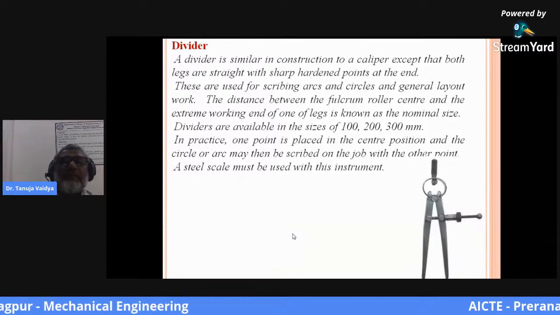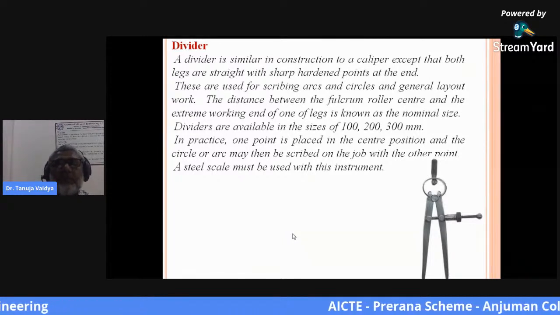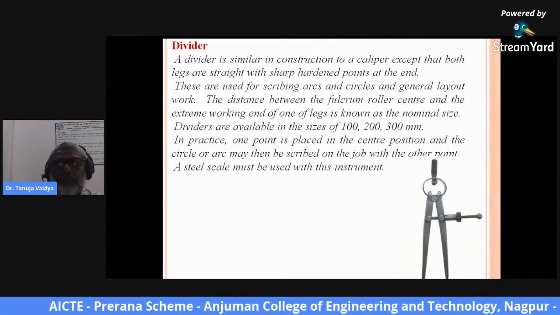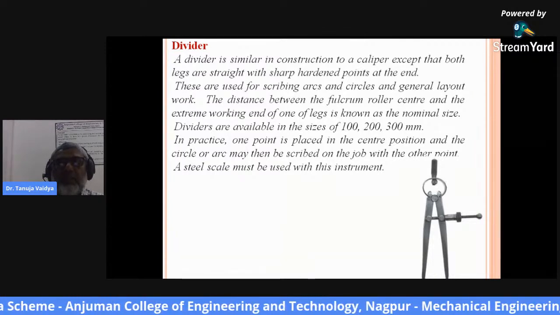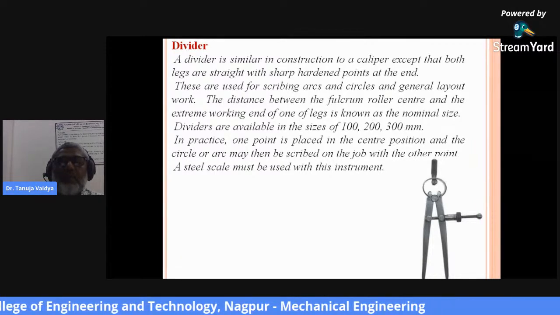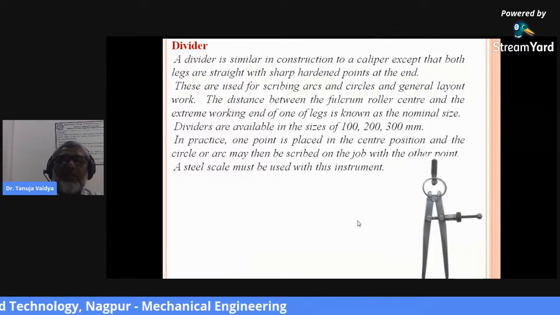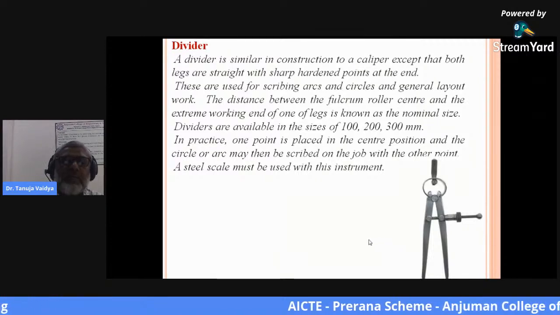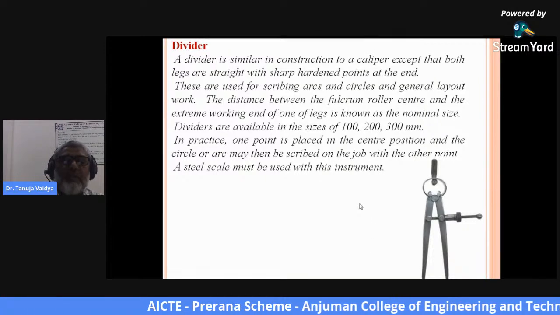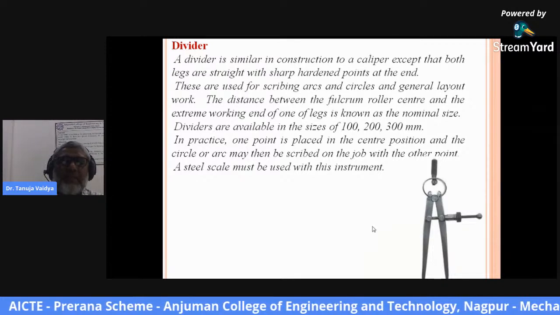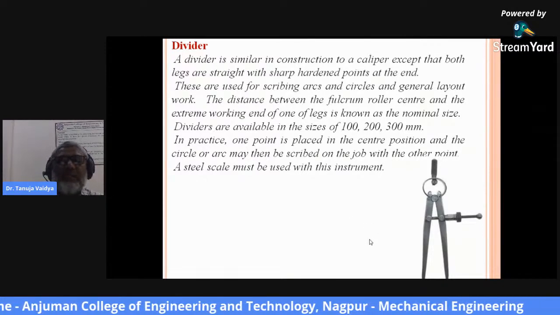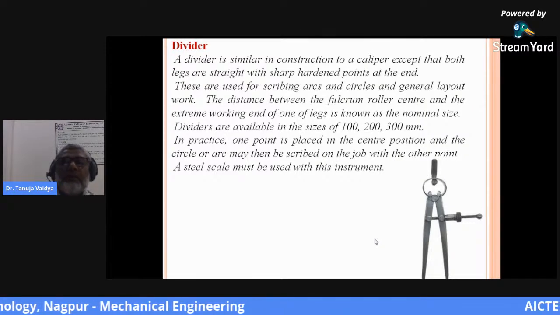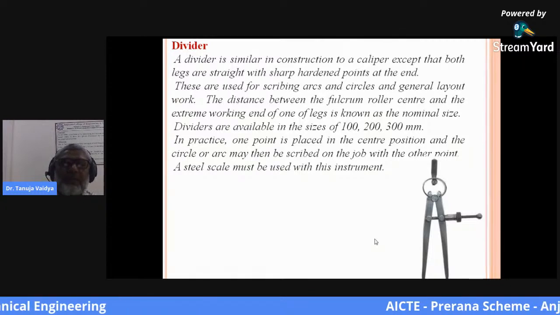Last but not the least is the divider. A divider is also a type of caliper, but here both the legs are used for scribing on the surface. One point is kept constant, and with the other point, the geometric form which is needed, either an arc, a circle, or a scratch line, can be made with the help of the divider. Dividers are available in various sizes from 100 mm, 300 mm, and more.